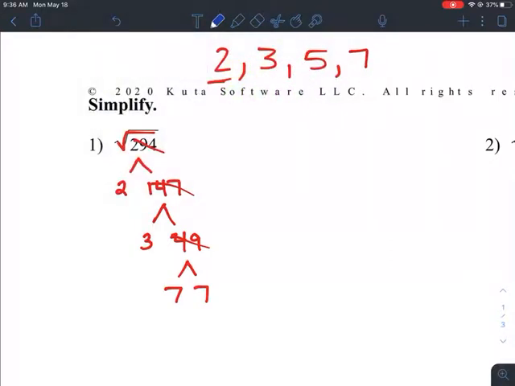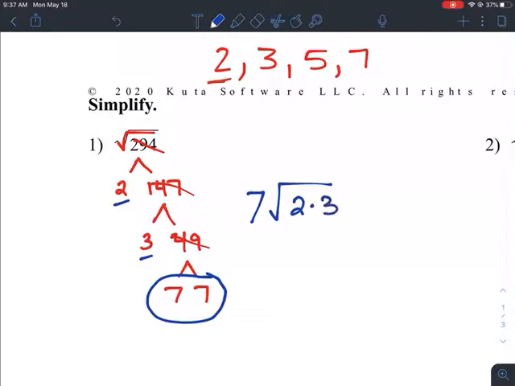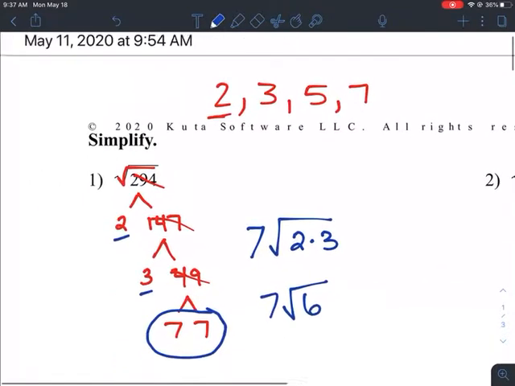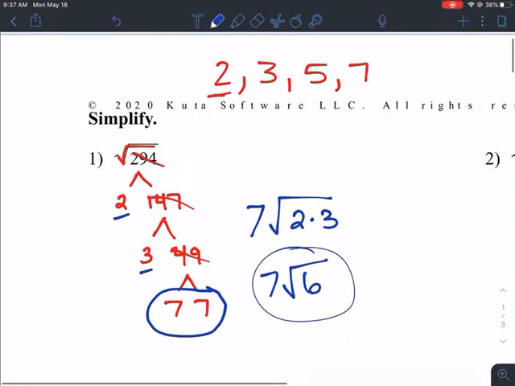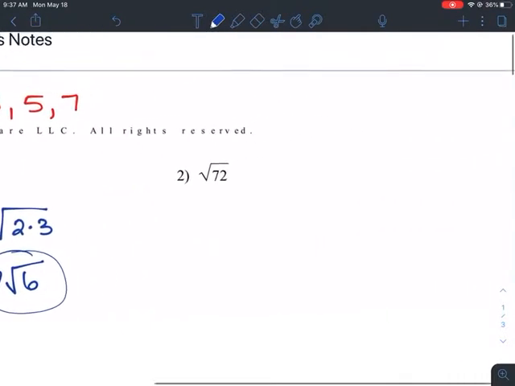So what I'm looking for are pairs of the same number. I have 2 7s down here, so I'm going to circle them. Anytime you have 2 of the same number, it's going to move outside of the radical. And then any numbers that are left over are going to go back on the inside. So 2 times 3. If I have any 2 numbers either on the inside or the outside, I just multiply them together. And there you go. That's your final answer. So I'll do another one.